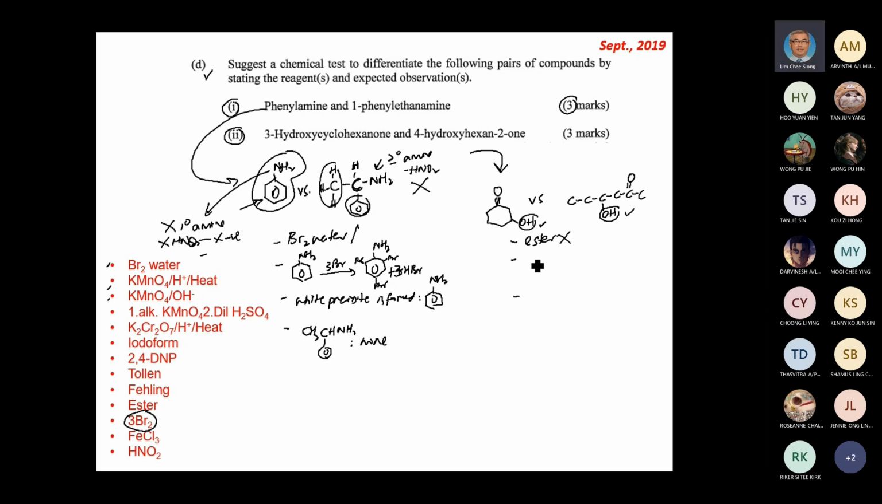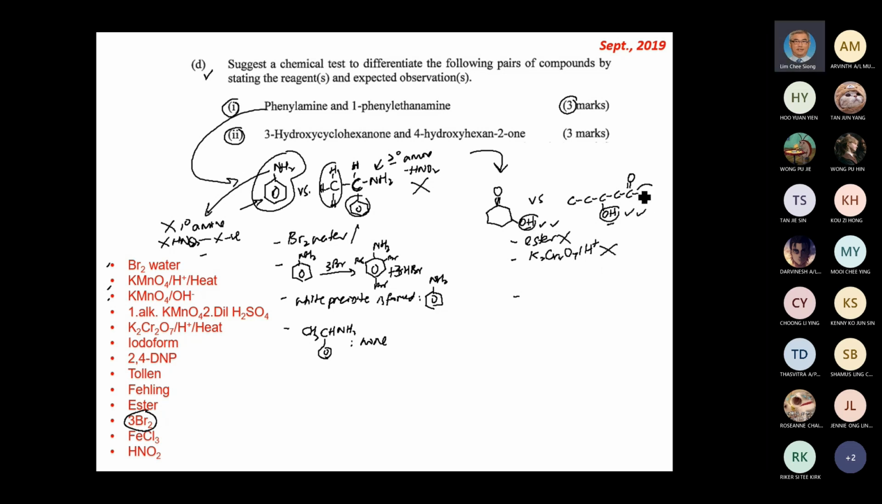Then they say, Mr. Lim, can I use the traffic light, potassium dichromate acidified, to obtain? I say this OH will undergo oxidation to form ketone. This one also, OH undergoes oxidation to form ketone. Both of them also give a positive result. Answer, cannot.